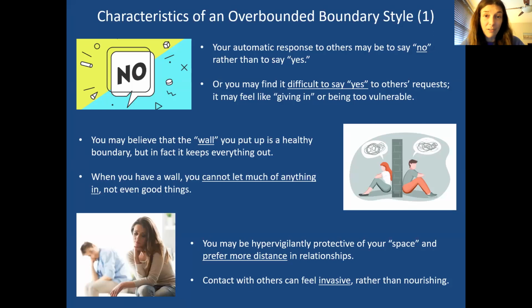So what are some characteristics of an overbounded boundary style? Unlike underbounded, where you tend to say yes but can't say no, here you tend to say an automatic no, and sometimes have a hard time being open enough to say yes. It might be hard to say yes even if the request seems reasonable, because you're afraid of being vulnerable or taken advantage of, or thinking, what does it mean to give in? That means I'm weak, right? It might have certain meanings or early experiences attached to it that feel undesirable. So are you an automatic no person?